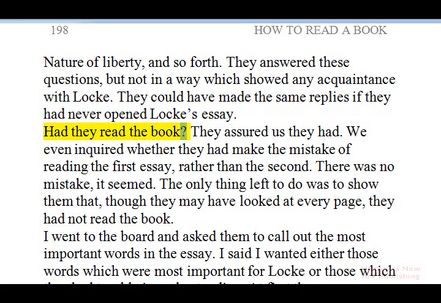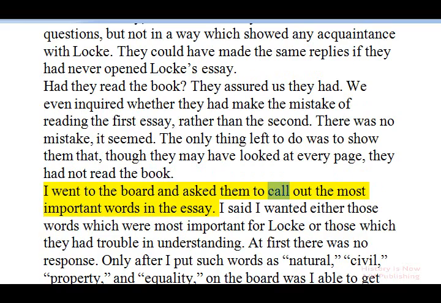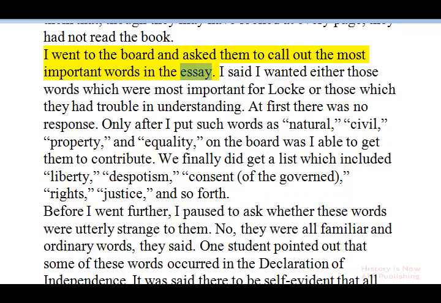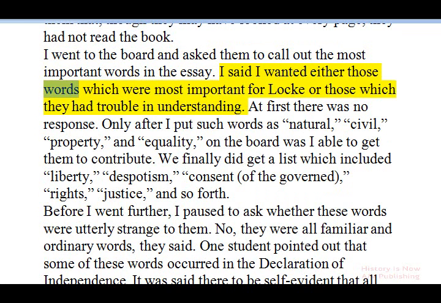Had they read the book? They assured us they had. We even inquired whether they had made the mistake of reading the first essay, rather than the second. There was no mistake, it seemed. The only thing left to do was to show them that, though they may have looked at every page, they had not read the book. I went to the board and asked them to call out the most important words in the essay. I said I wanted either those words which were most important for Locke or those which they had trouble in understanding.